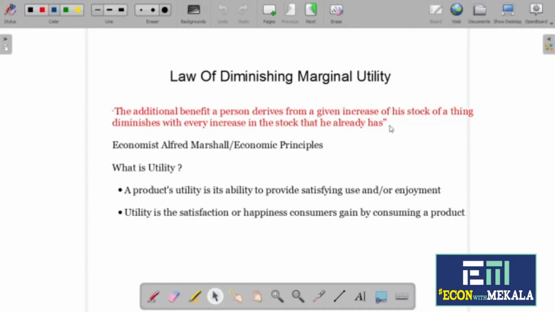So let's have a look at what utility is. A product's utility is its ability to provide satisfying use or enjoyment. When we buy a book, we expect satisfaction from that product, the knowledge or enjoyment we get by reading that book. On the consumer side, utility is the satisfaction or happiness we receive when we consume a product. It can be a good or a service. The law of diminishing marginal utility explains what will happen to this happiness or satisfaction when we start consuming more and more goods.